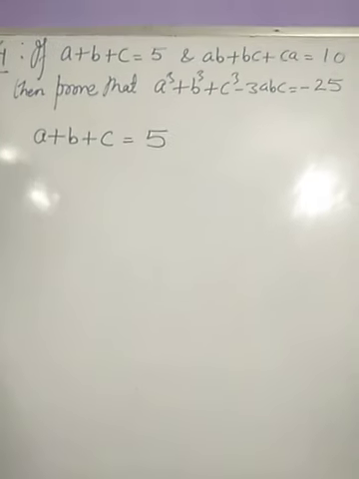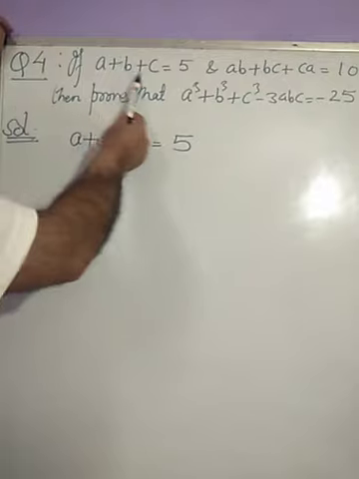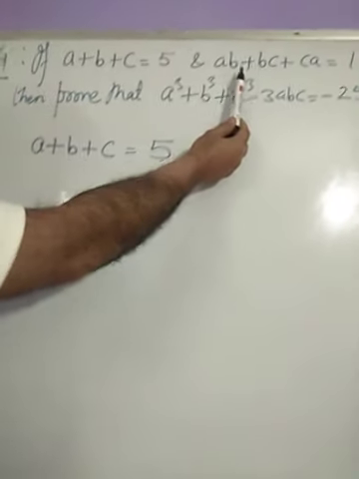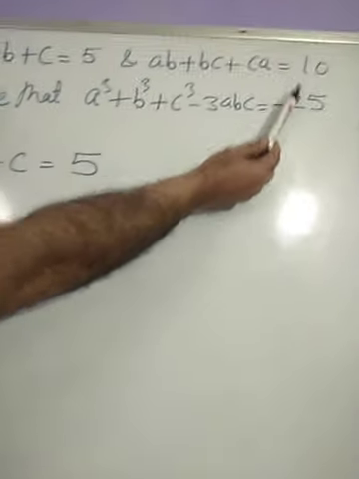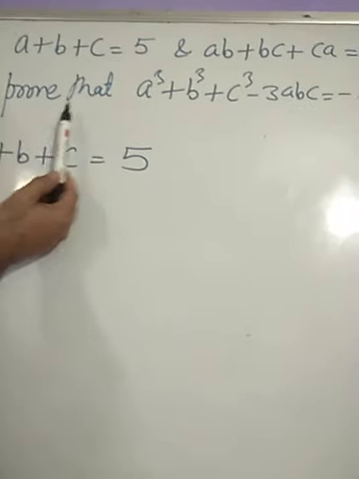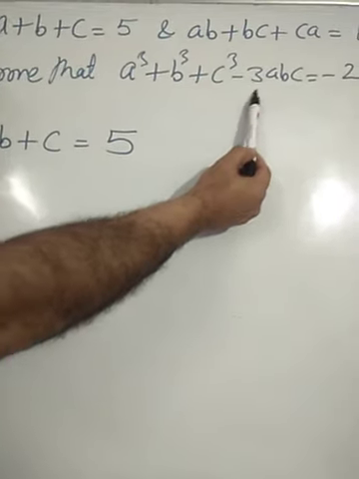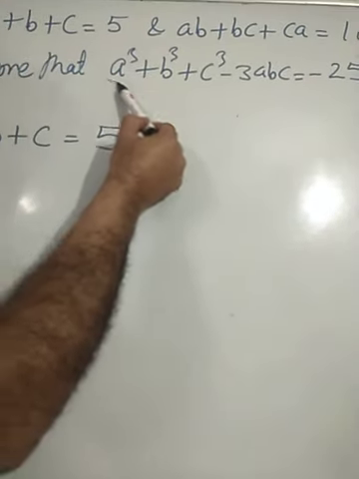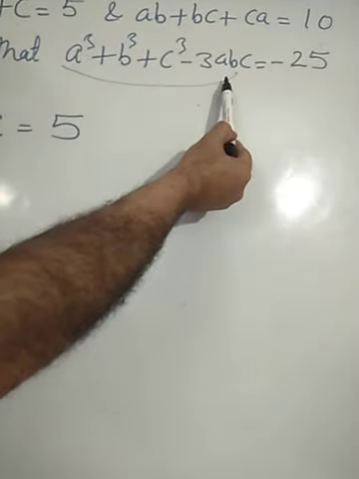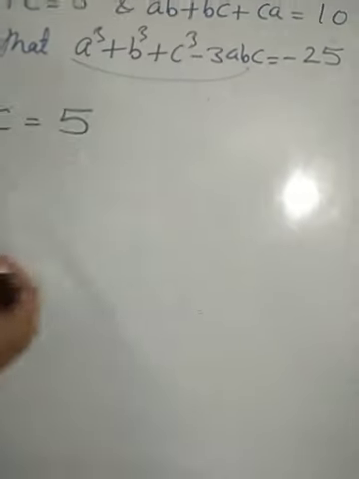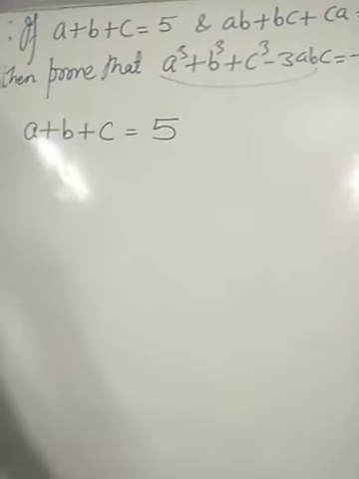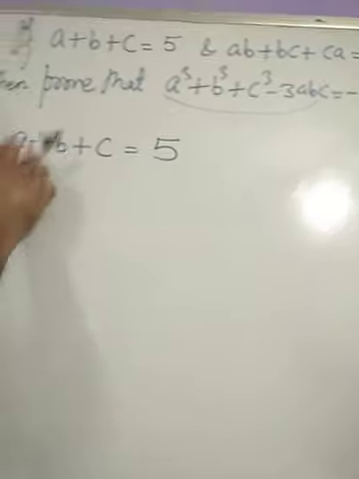Now the fourth question is: if a plus b plus c equals 5 and ab plus bc plus ca equals 10, then prove that a cube plus b cube plus c cube minus 3abc, remember, this is the 10th identity, equals minus 25. What are we asked to prove it equal to? Minus 25.